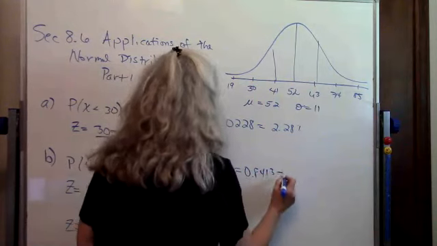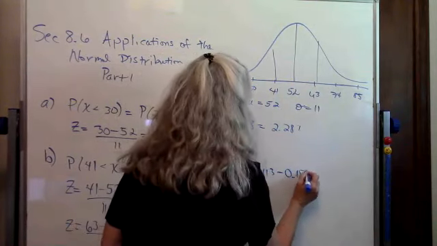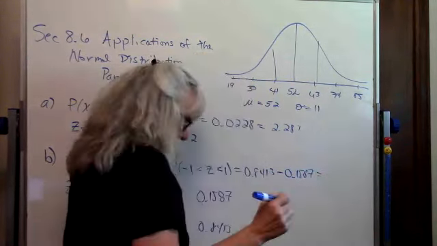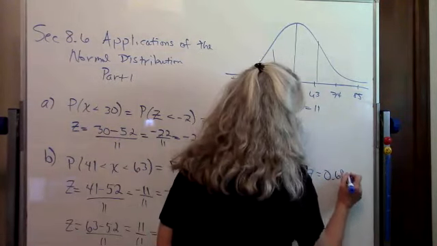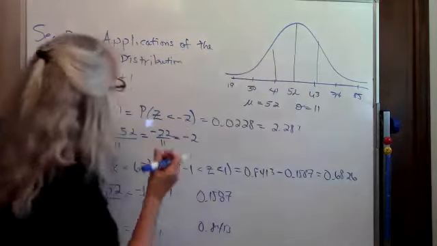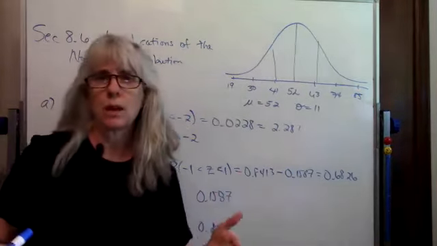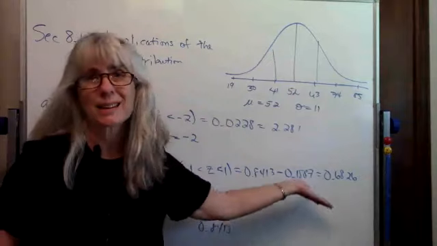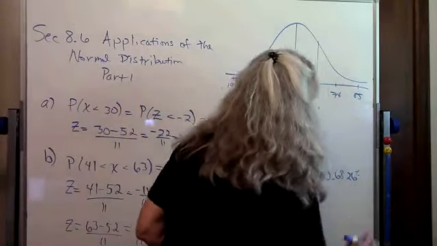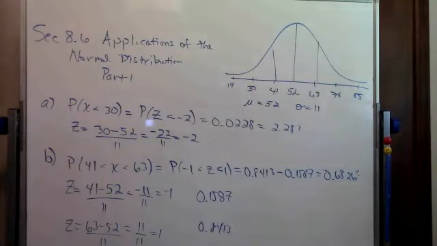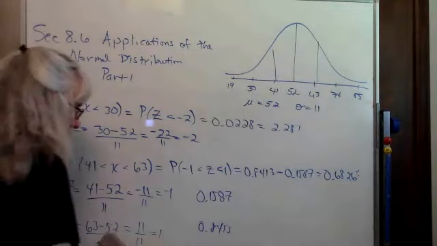0.8413 minus 0.1587, sure enough, gives us 0.6826. And if you remember when we started section 8.5, we talked about within one deviation being 68.26%. That's that same answer. So there's our 68.26%. Okay, example 2.